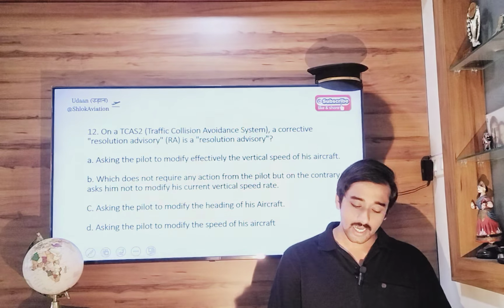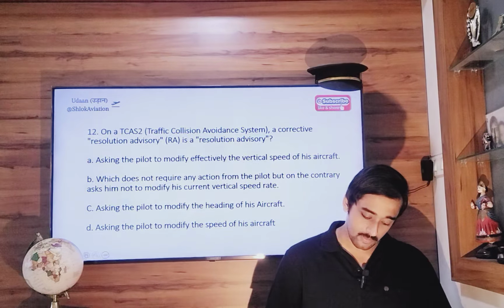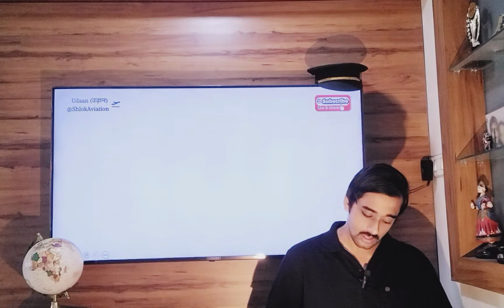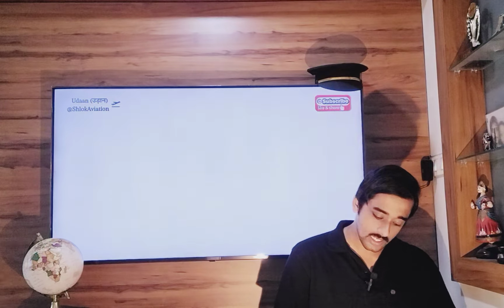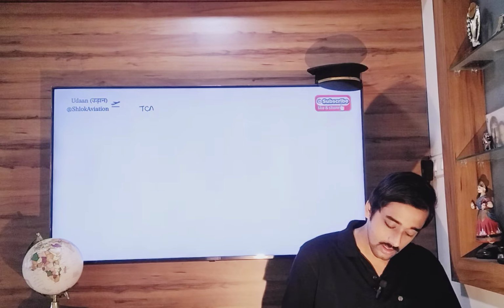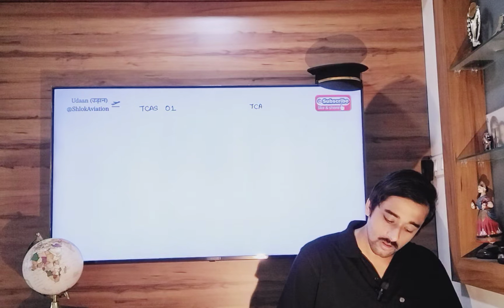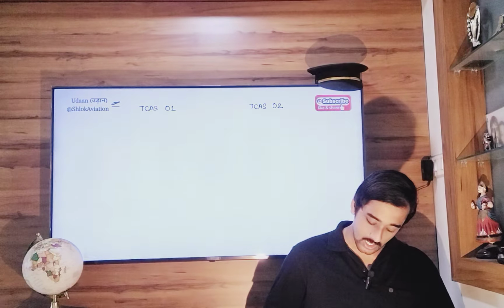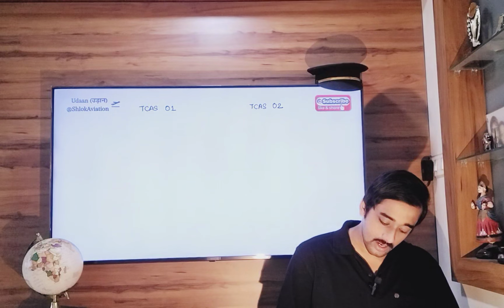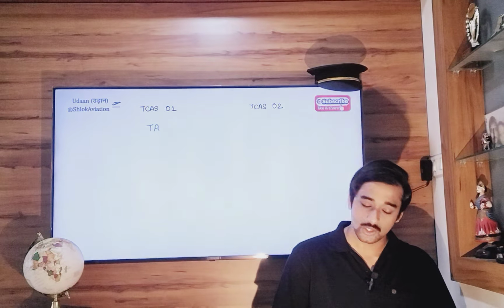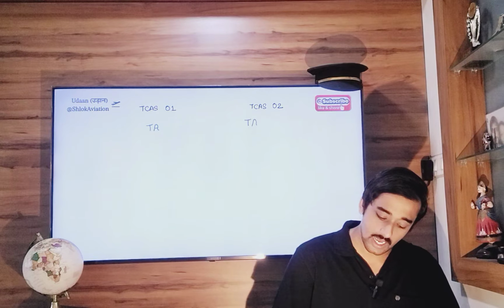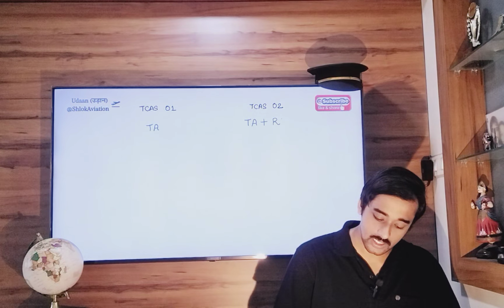Next, on a TCAS 2. There are two TCAS equipments, right? TCAS 1 and TCAS 2. Now TCAS 1 is able to generate only the traffic advisories. TCAS 2 can generate traffic advisories and resolution advisories.